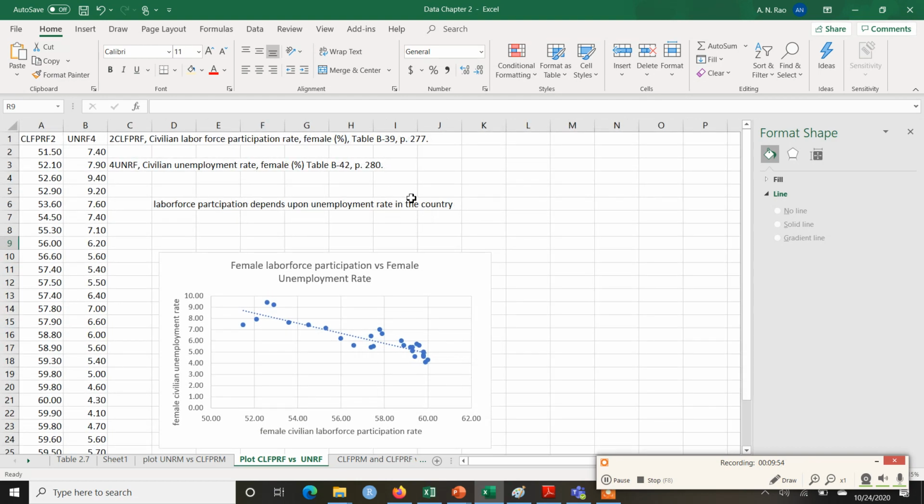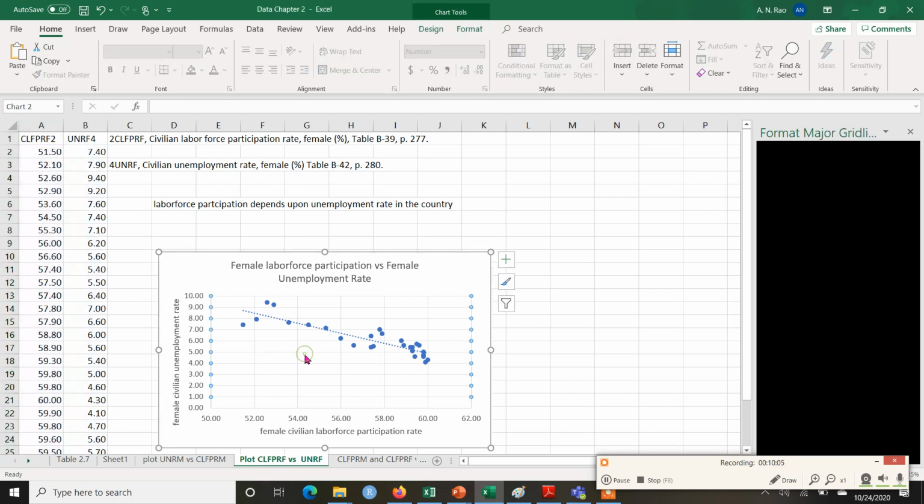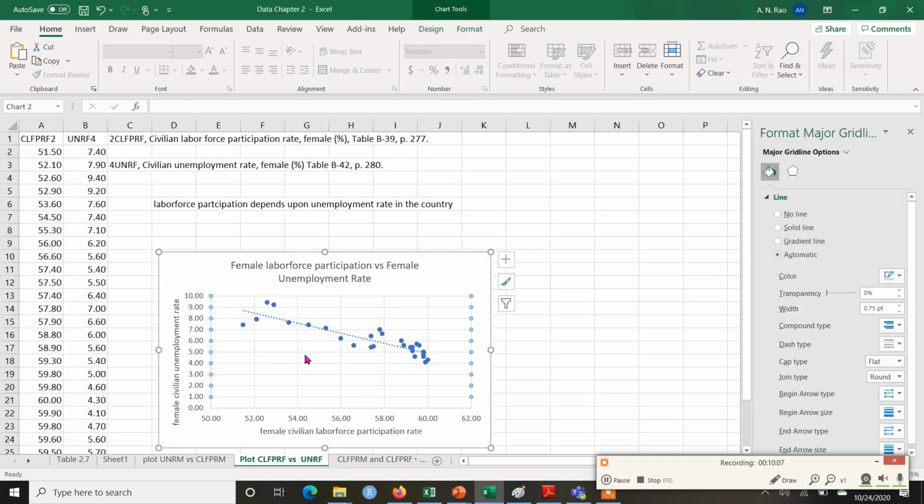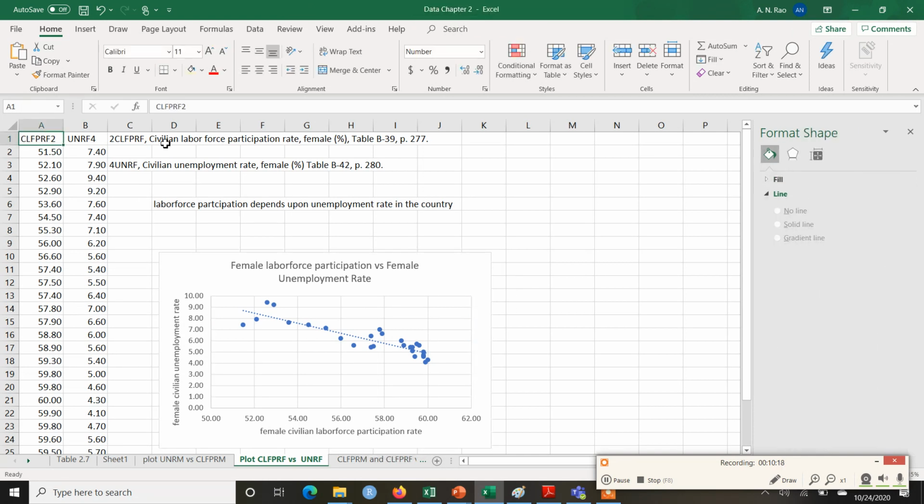As I said, whatever variable you want on the x-axis should be first in Excel. You see that I've already made this plot, but for your convenience I'll show how to plot this again. On the x-axis we have the female civilian labor force participation rate, because in the Excel this is the first variable, and the second one, UNRF, is on the y-axis here.